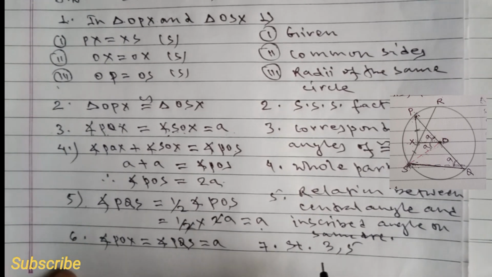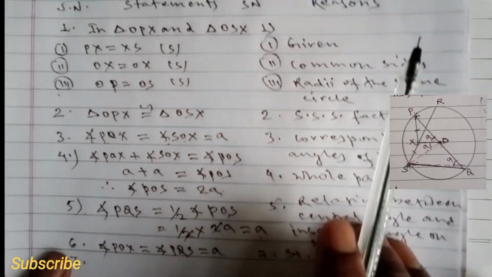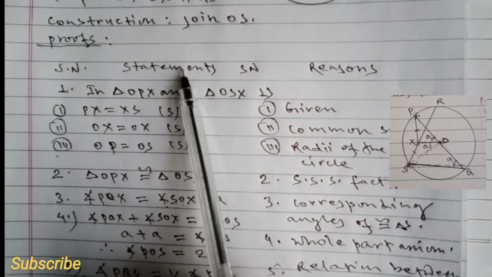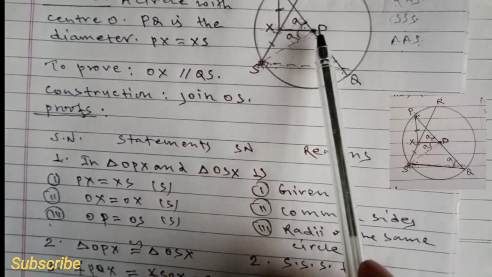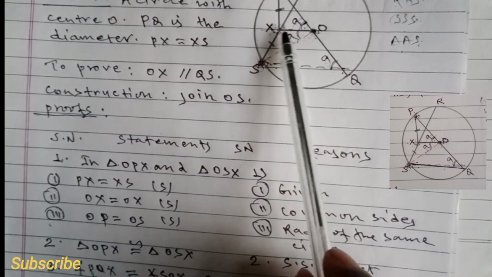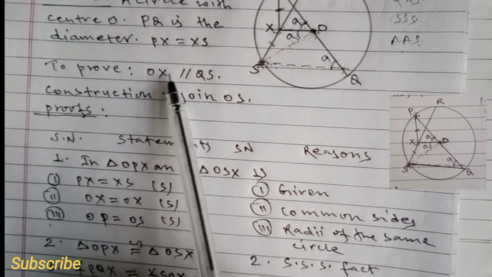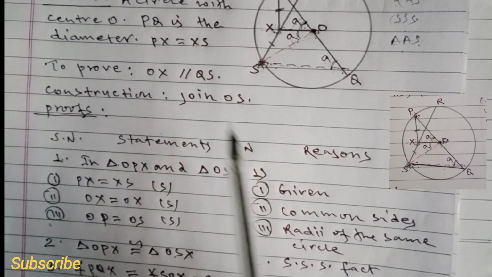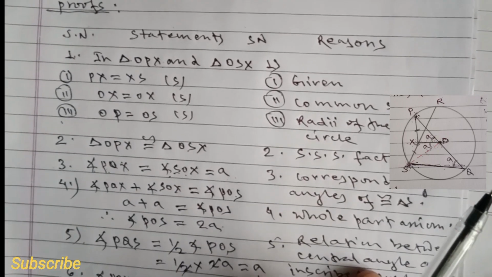So dear students, now in statement number 7 we can say that OX is parallel to QS because we have shown corresponding angles equal. So now we can say OX parallel to QS, which is the proof of our theorem of circle.